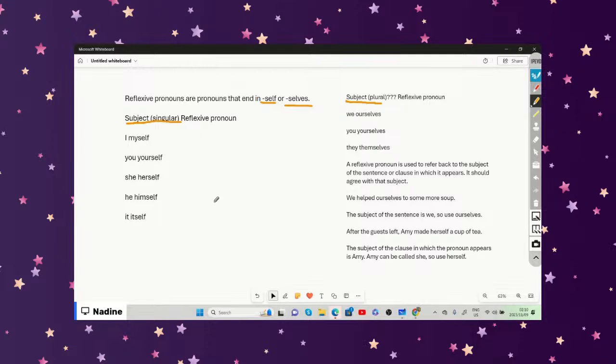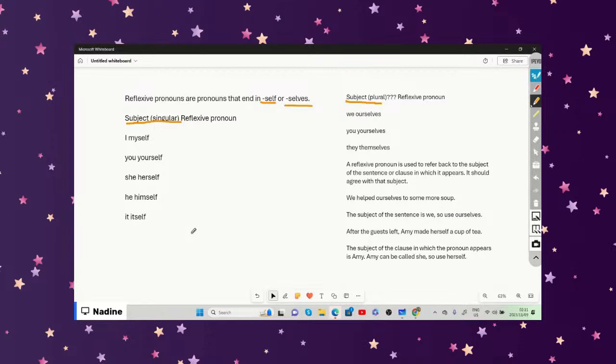Remember when we say themselves, it is themselves with the VES. So we say selves. If you talk about them, then we say themselves. And if we refer to one person, then we say self, which is SELF.